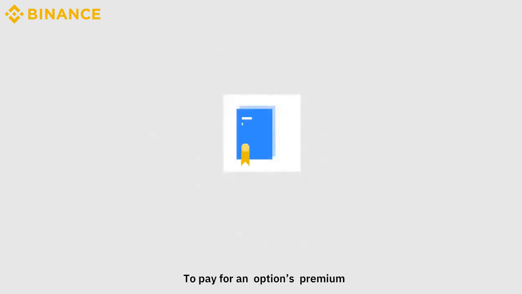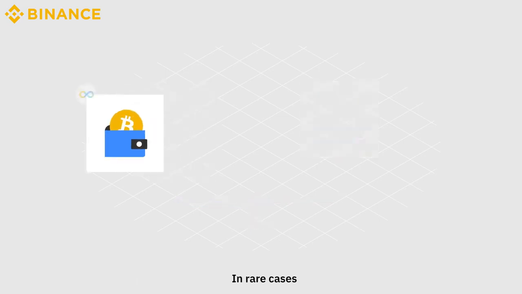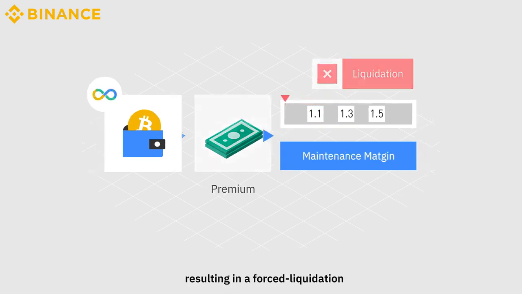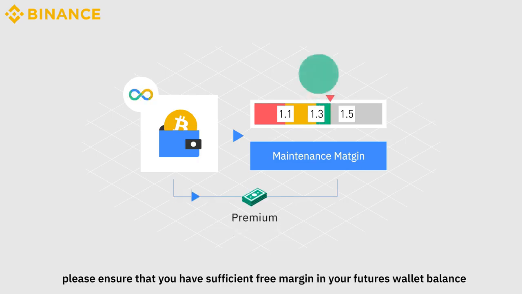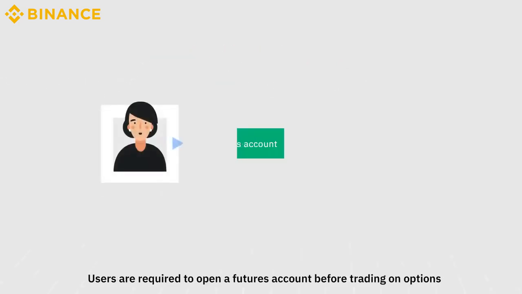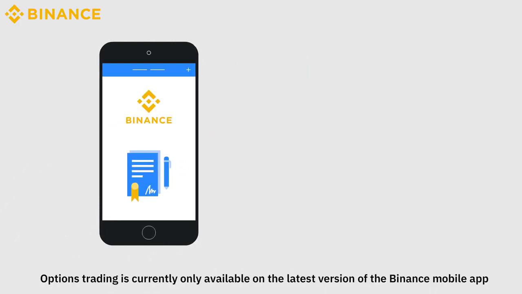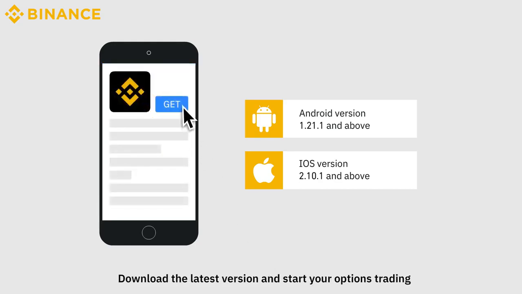To pay for an options premium, premiums will be deducted from the futures wallet. In rare cases, the premium deduction may impact the margins of a futures position, resulting in a forced liquidation. Therefore, before placing an options order, please ensure that you have sufficient free margin in your futures wallet balance. Users are required to open a futures account before trading on options. Options trading is currently only available on the latest version of the Binance mobile app. Download the latest version and start your options trading.